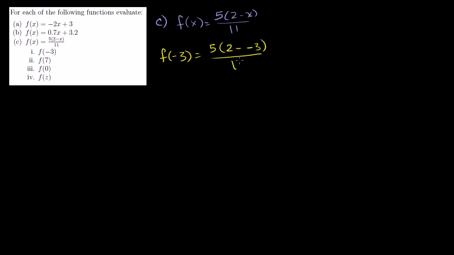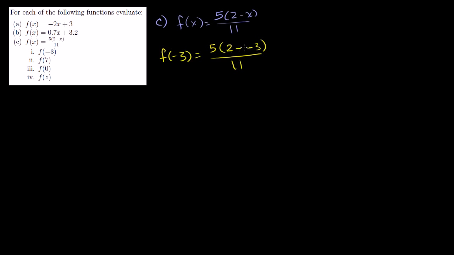Oh, sorry, I said I was going to do part C. Part C. This is our function definition. f of x is equal to 5 times 2 minus x over 11. So let's apply these different values of x, these different inputs into our function. So f of negative 3 is equal to 5 times 2 minus, wherever we see an x, we put a negative 3. 2 minus negative 3 over 11.